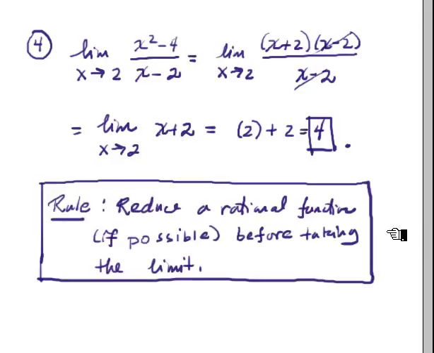And here's the rule that we just used: reduce a rational function if possible before taking the limit. So those 4 examples are typical examples of limits that do exist, and now we'll see 3 typical examples of limits that do not exist.